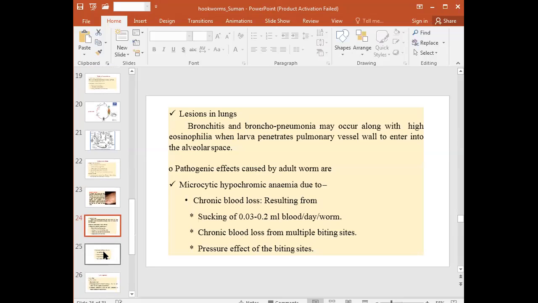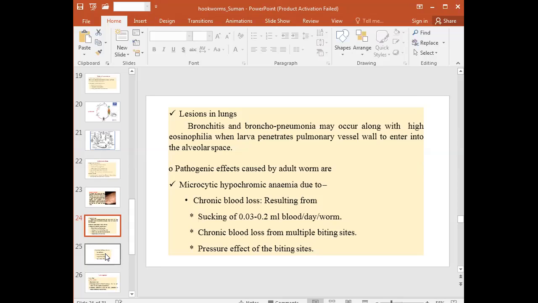But those of the invasive type, meaning Ascaris lumbricoides, will create infection or lesions in the lungs. So bronchitis as well as bronchopneumonia may occur along with high eosinophilia, where the larva penetrate the pulmonary vessel wall to enter into the alveolar space.